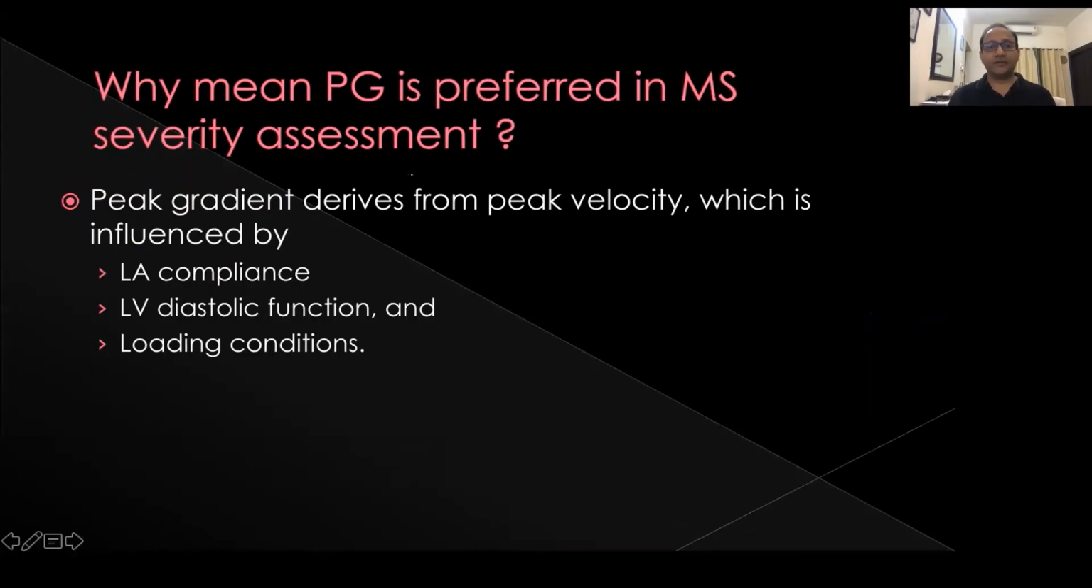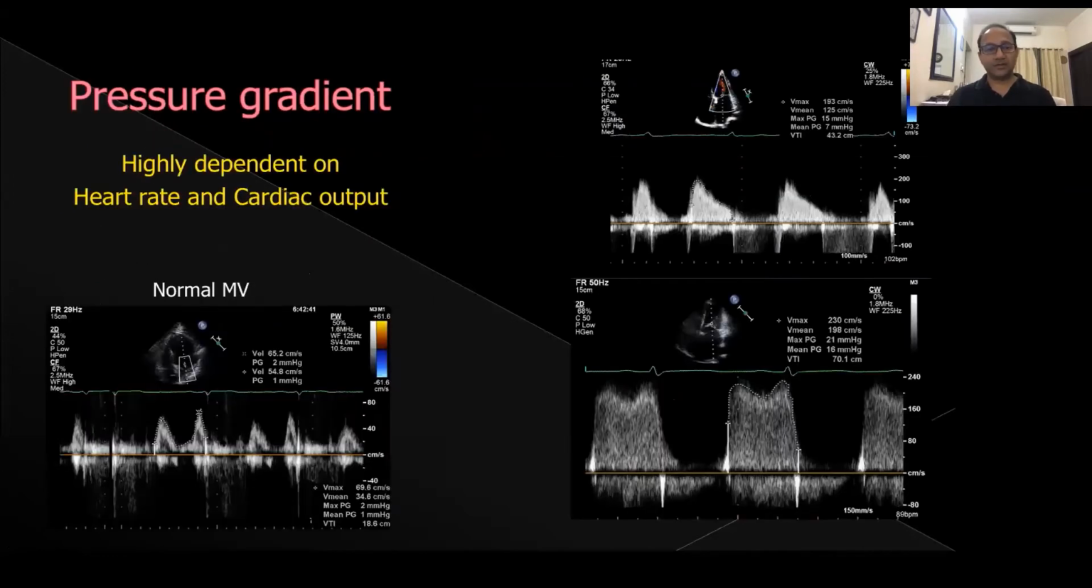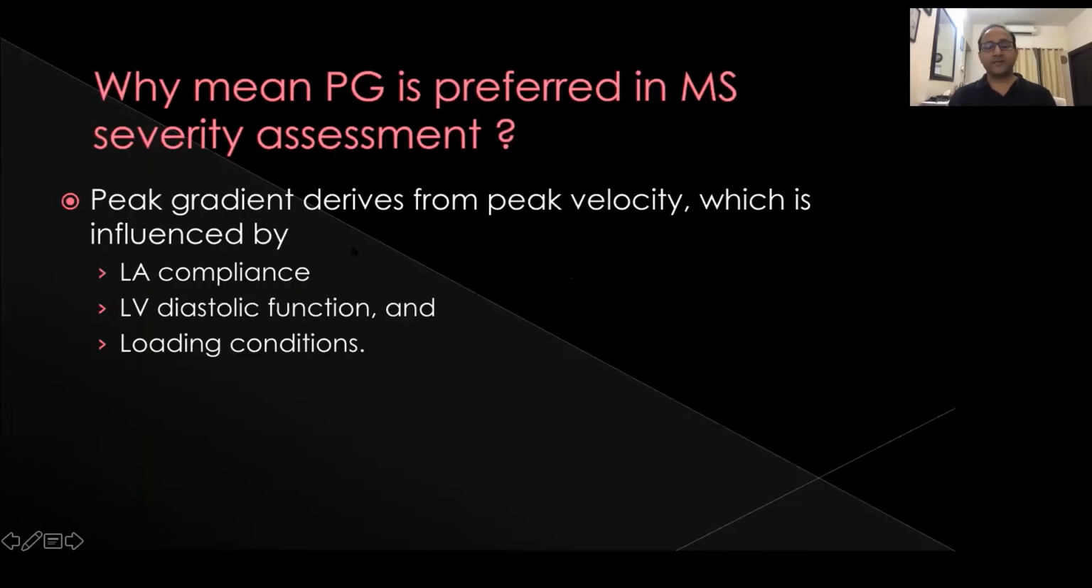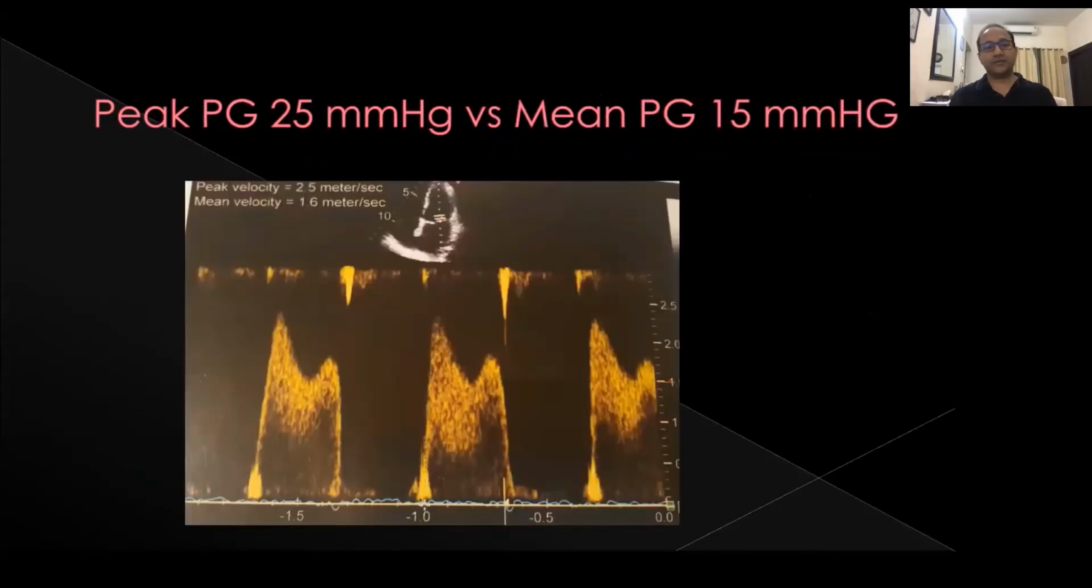And why do we prefer mean PG over peak? Because peak gradient is derived from the peak velocity. So if we go back, your peak velocity will be somewhere here, but the mean velocity is actually a VTI of the entire trace, which is much more accurate. So the peak gradient can actually be heavily influenced by LA compliance, the LV diastolic function, and the loading conditions. So suppose there is a patient who has, in this case, a peak pressure gradient of 25, while the mean is 15. So mean gives you a much more accurate and a stable gradient profile as compared to a peak PG.